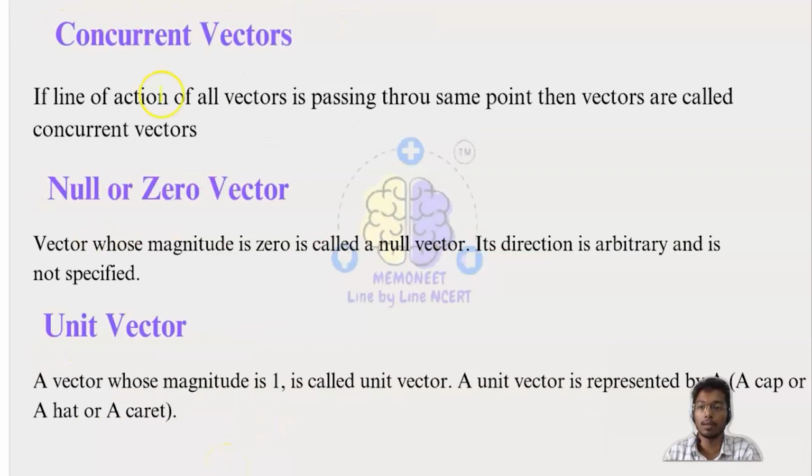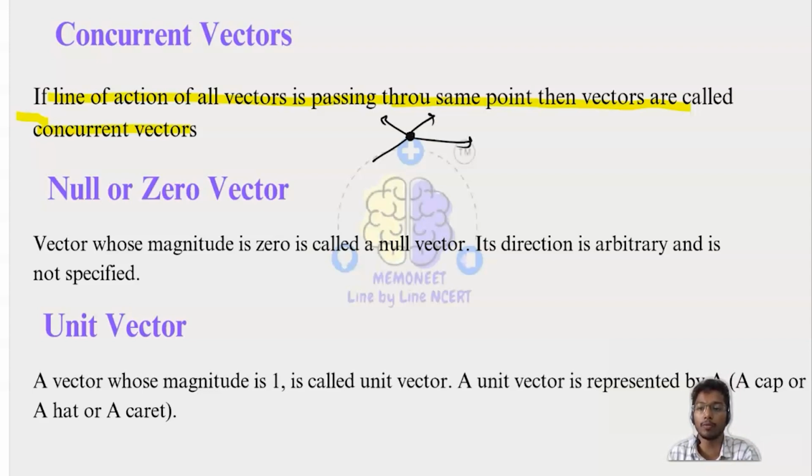Concurrent vectors: if the line of action of all the vectors passes through the same point, then the vectors are called concurrent vectors. Let's say we have some point over here and this is the plane, and we have different types of vectors. Let's say these all lie from the same point. So these vectors are known as concurrent vectors.